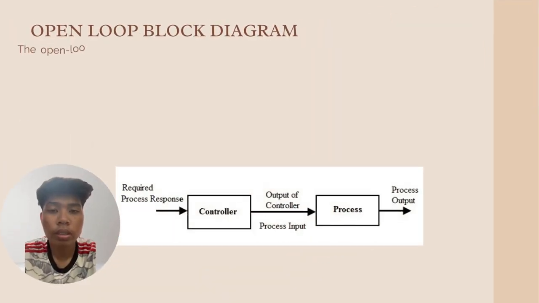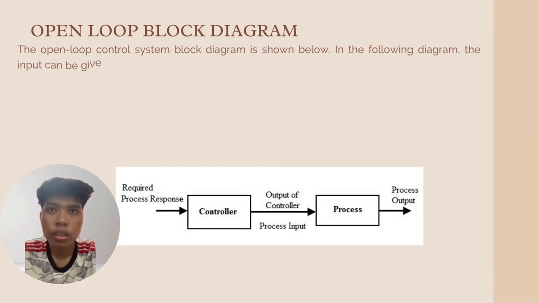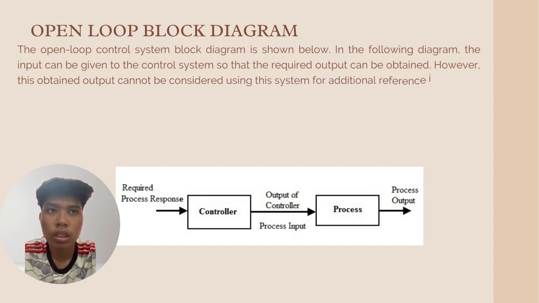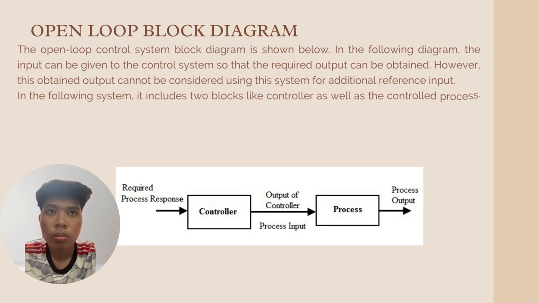Open loop block diagram. The open loop control system block diagram is shown below. In the following diagram, the input can be given to the control system so that the required output can be obtained. However, this obtained output cannot be considered using this system for the additional reference input. In the following system, it includes two blocks: the controller as well as the control process.